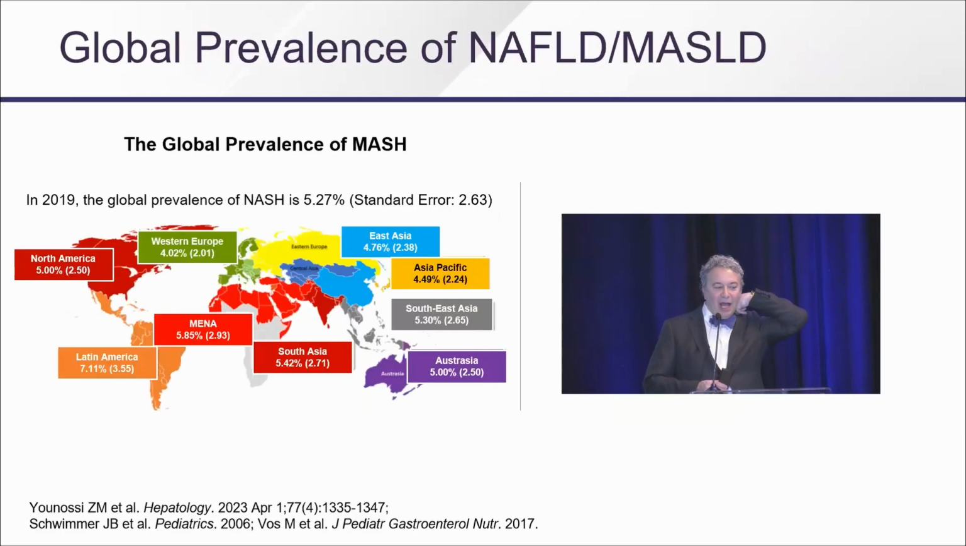And it is not a U.S. problem alone. It is estimated that about 30% of the population across the world has steatotic liver disease, and that's because of differing risks across the country. In some places, it's diabetes. In other places, even undernutrition can lead to MASLD. But NASH, the progressive form, is probably about 5%.